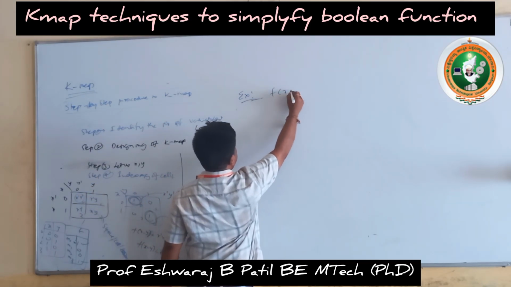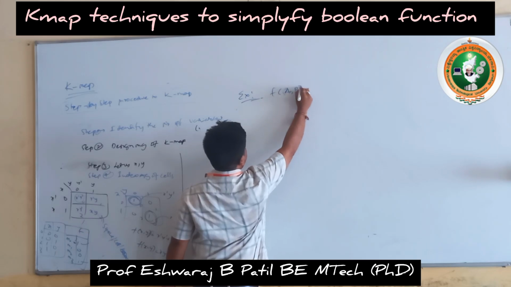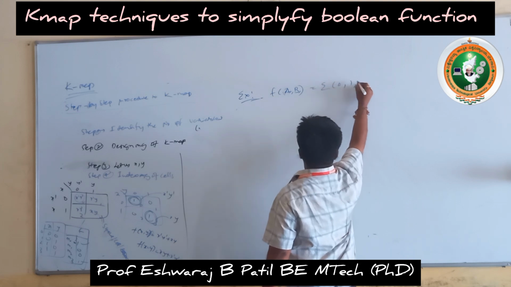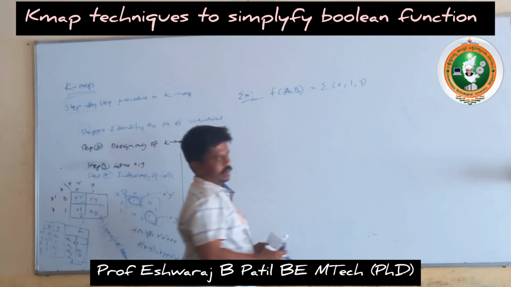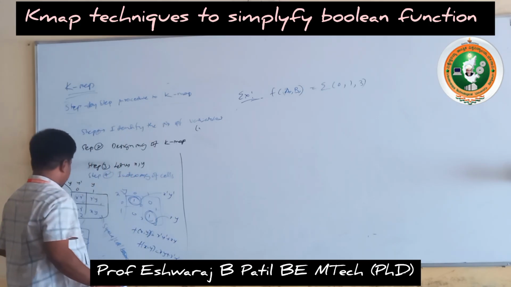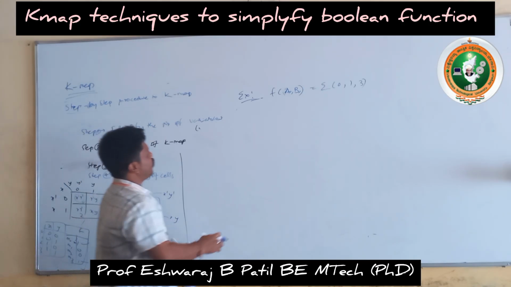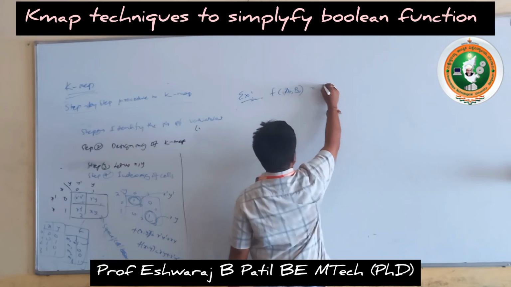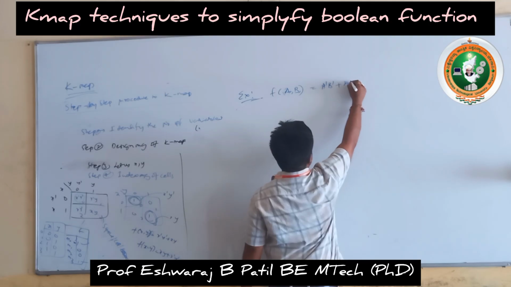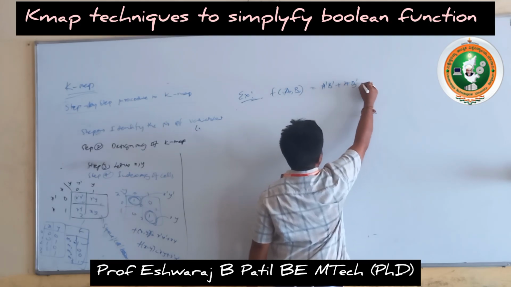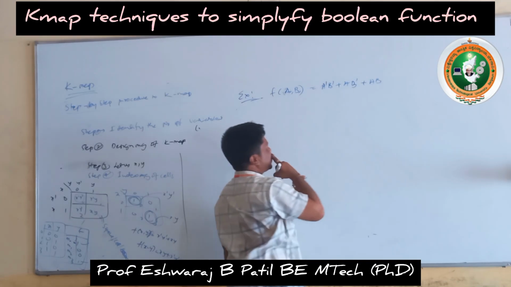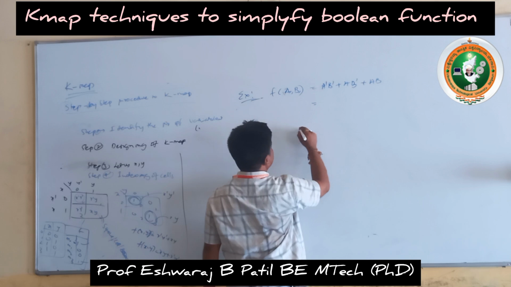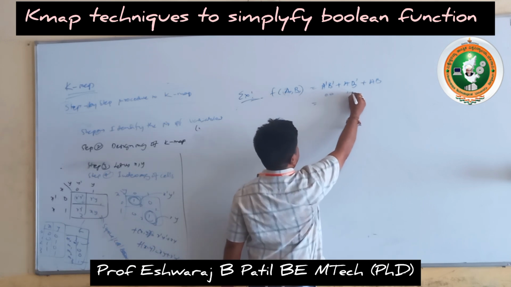F of x a b, with a and b having the min terms 0, 1 and 3. He has given it directly. If my function is F equals a' b' plus a' b plus a b, these are the three cells, the three min terms. These min terms can also be written as 0 0, 0 1, 1 1.